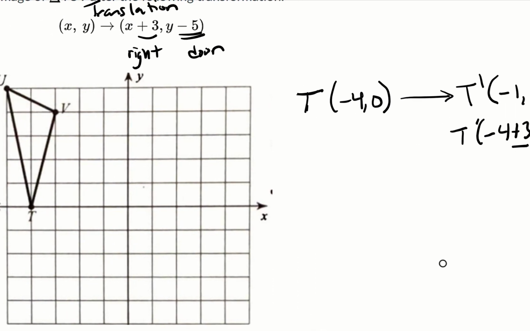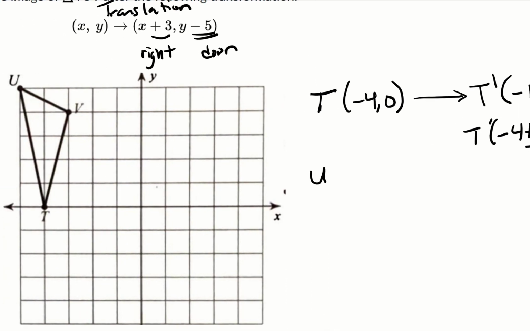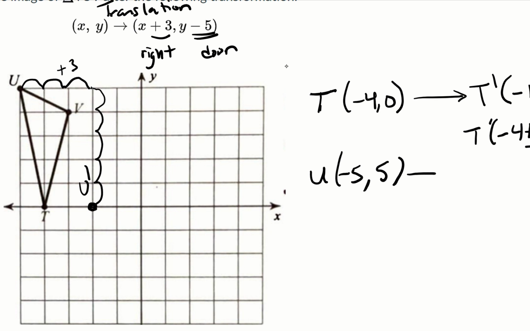The other way would be to physically move the points. So let me show you that as well. So U is negative 5, positive 5. And if we physically move it, we have 1, 2, 3. That's plus 3. And then you have minus 5. So 1, 2, 3, 4, 5. And so U prime would be located there. And so that's negative 2, 0.